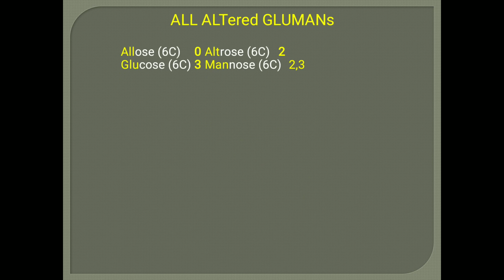Now let us consider the hexose sugars, we have 8 hexose sugars to be considered. So we are just considering them 4 by 4. So you can just see, first for one: all, altered, glucans, gulgala.